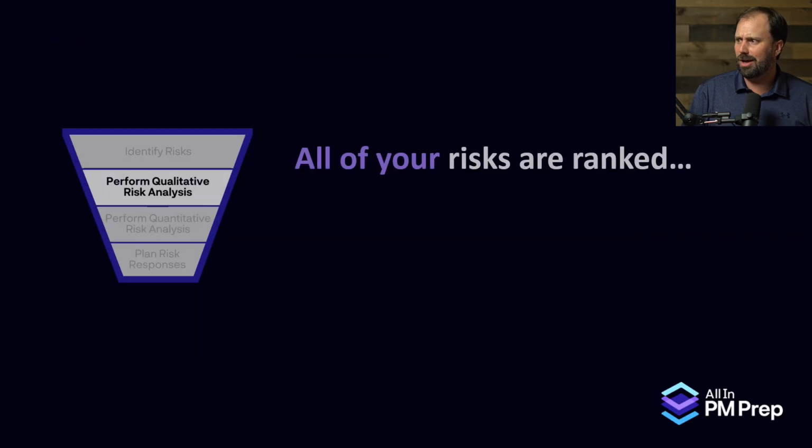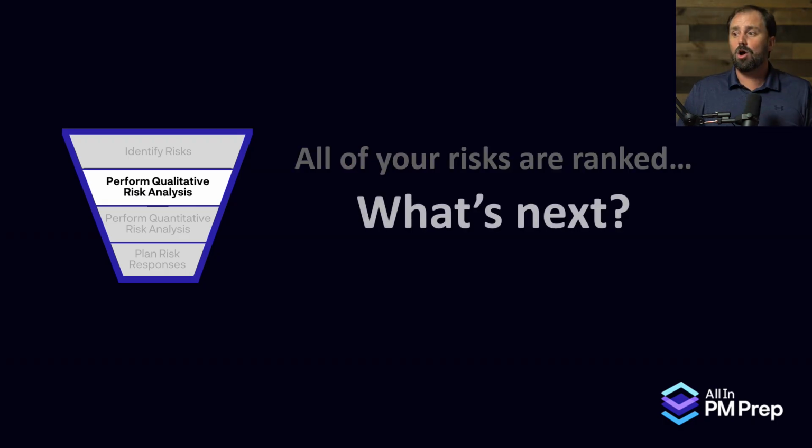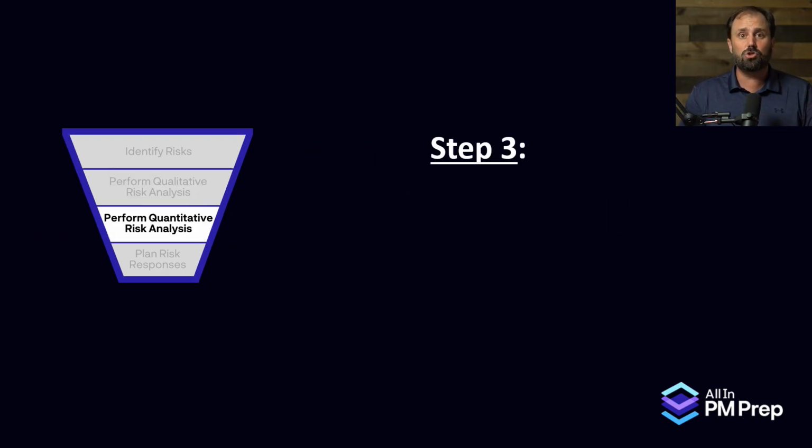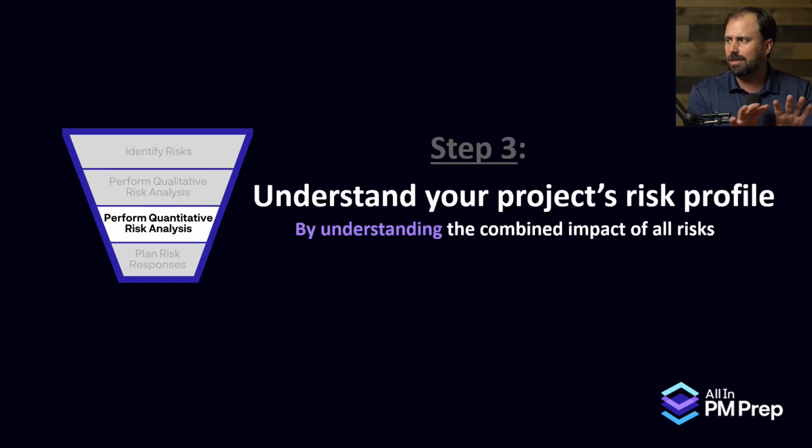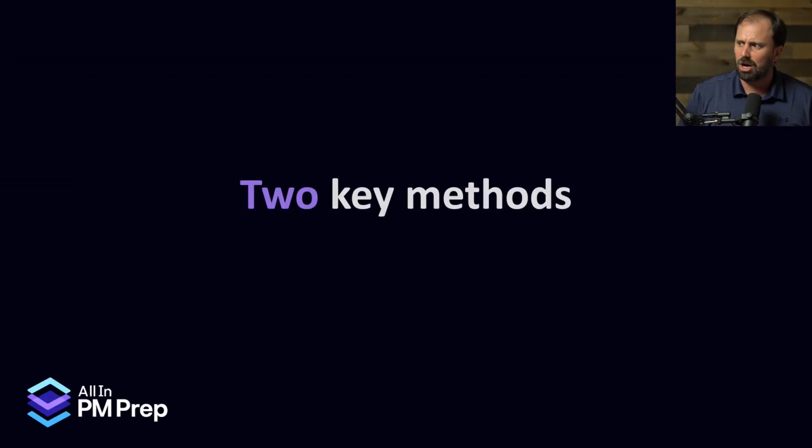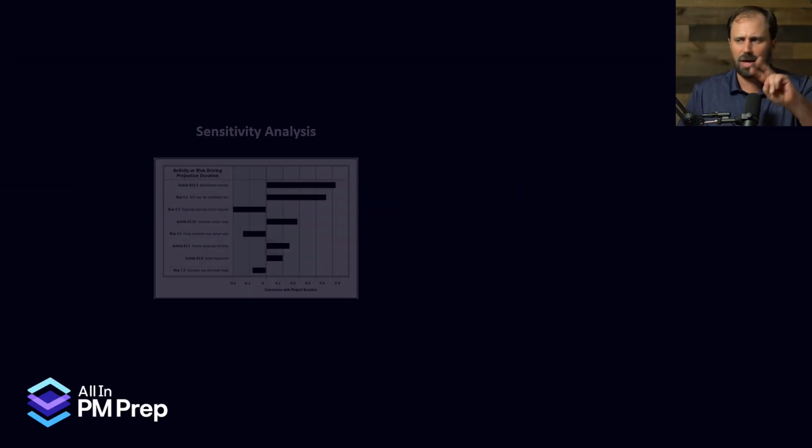Not the priority there. Now that we have all our risks ranked through qualitative risk analysis, what we do next is we jump into quantitative. We get deep in the numbers, all right? To understand the project's risk profile, we want to understand the total impact of all those little risks together. Let's talk about how it works. There are 2 key methods that we use.